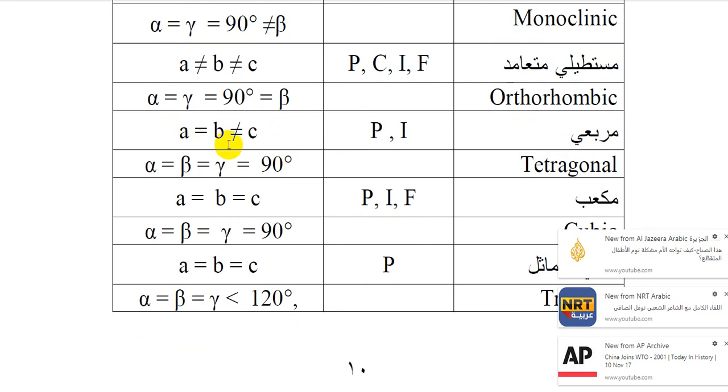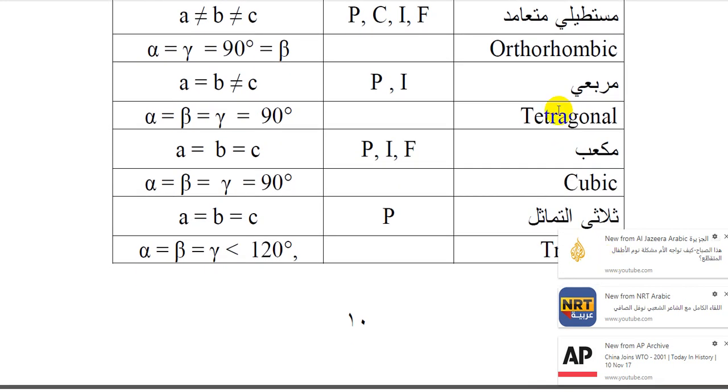فيه A يساوي B لكن لا يساوي C. A is equal to B but not equal to C. Now as you can see right here in front of you, the tetragonal has the lattice parameters listed as follows: alpha equal to beta and equal to gamma and equal to 90.